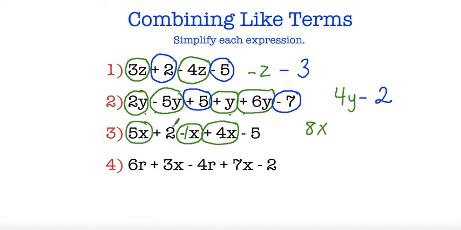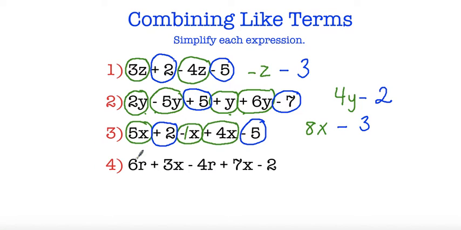And now I'm left with a positive 2 and a negative 5. The signs are different, so I subtract. And the number with the greatest absolute value is 5, so it's minus 3. So I had 1, 2, 3, 4, 5 terms, and that simplified down to 2. Now, that doesn't mean that we'll always get 2 terms when we simplify.